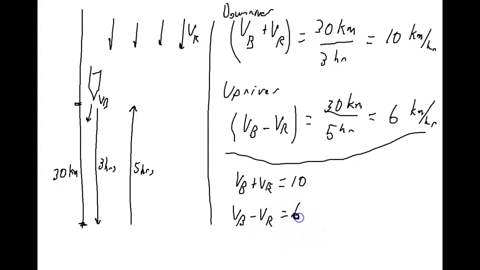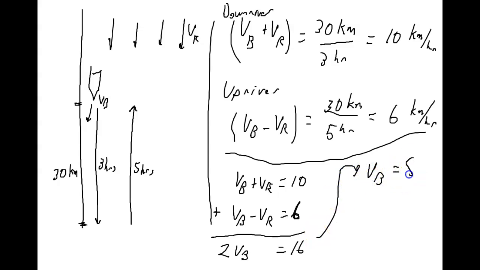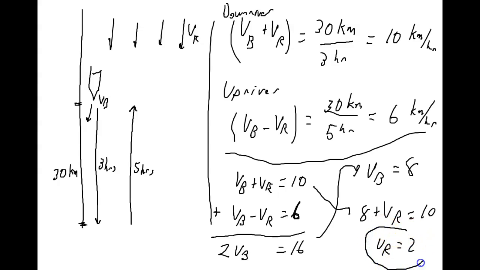And hopefully you remember from algebra with the systems of equations, we can substitute, or in this case here, it's pretty easy to add these equations up. So if I add these 2 equations here, I get VB plus VB is 2VB. VR minus VR is nothing. And 10 plus 6 is 16. So here we go. If 2VB is 16, that means that VB must be equal to 8. And if VB is 8, we can plug that back into this equation here. We got 8 plus V river is equal to 10. Or V river is equal to 10 minus 8, or 2. And that would be our answer.